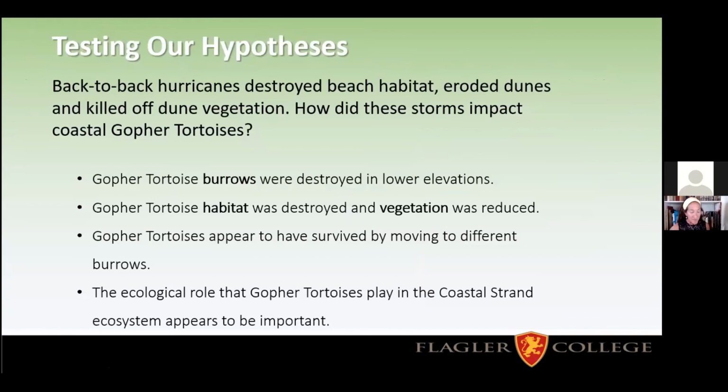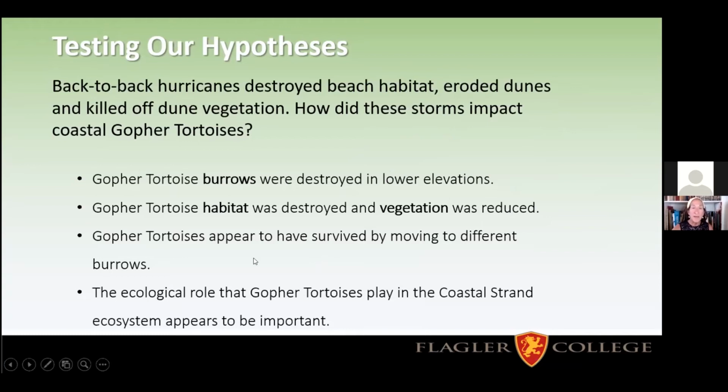Okay, so what does this all mean? I'm going to review our hypotheses and talk about our conclusions at this point. So we noted that the hurricanes destroyed the habitat. How did the storms impact the coastal gopher tortoises? We found that gopher tortoise burrows were destroyed, as you'll remember, the dots indicating the burrows in the lower elevations. We found that burrows were destroyed, habitat was destroyed, and vegetation was reduced, as indicated by the geospatial satellite imagery, pre- and post-hurricane.